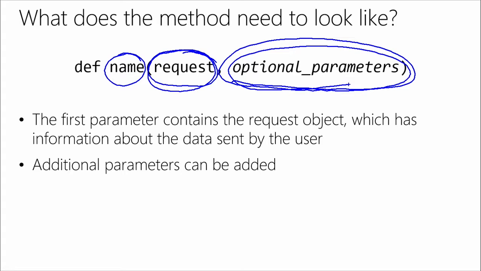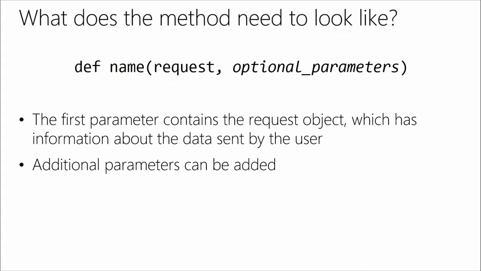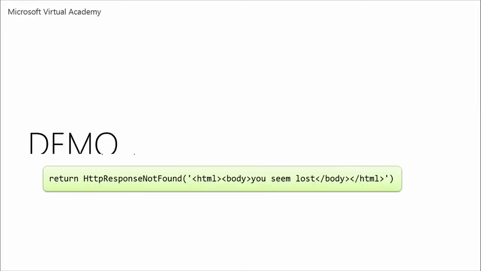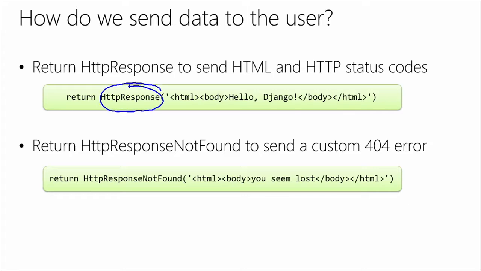So we can have name inside of there, or ID, or whatever else we might want that we just saw. And then, in order to send something back, the simplest way to do it is just to send back an HTTP response. You could actually just build up the full HTML, and away you go. Or if you wanted to send back a not found, then you could even send back a not found error message.